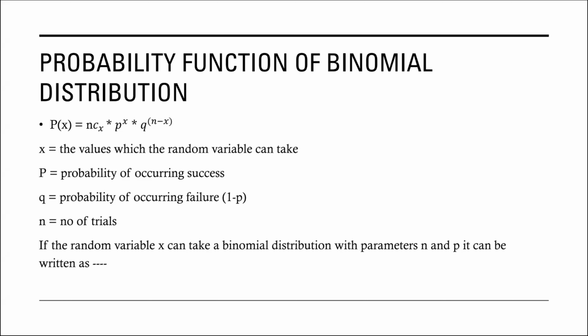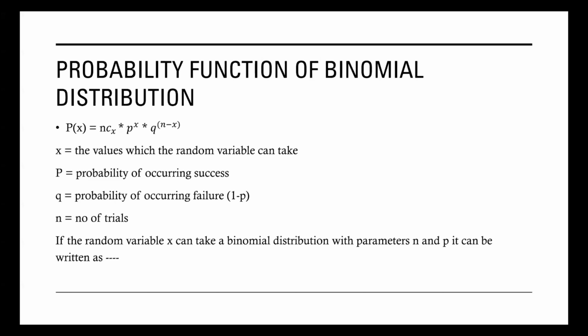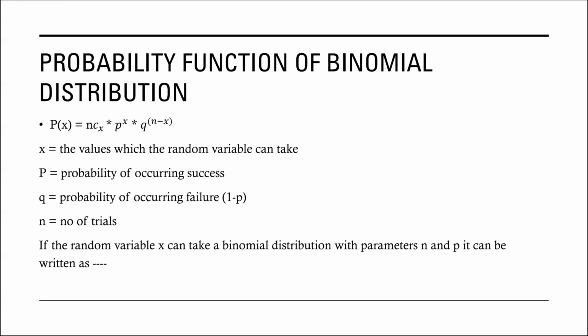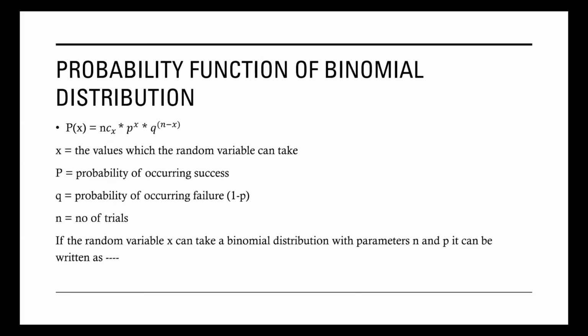Now let's discuss the probability function of the binomial distribution. The probability function can be written like this. P(x) is equal to nCx into p to the power x into q to the power n minus x. So that will be the probability function of a binomial distribution.